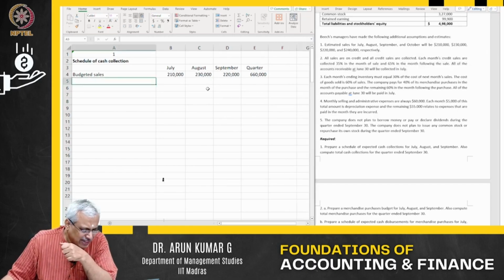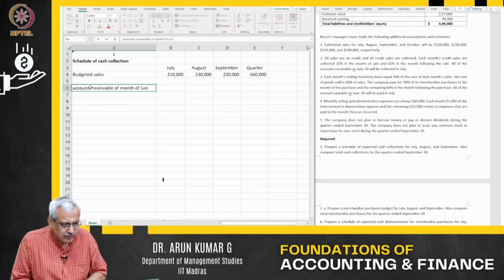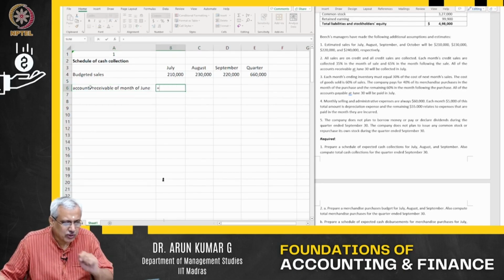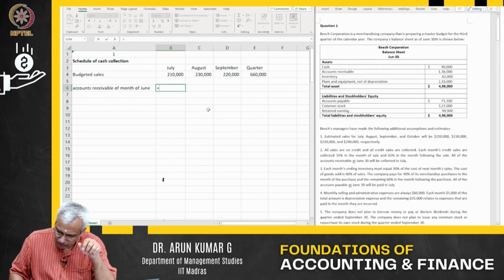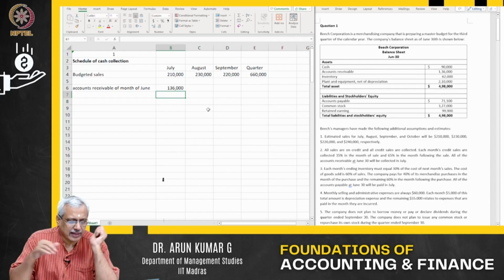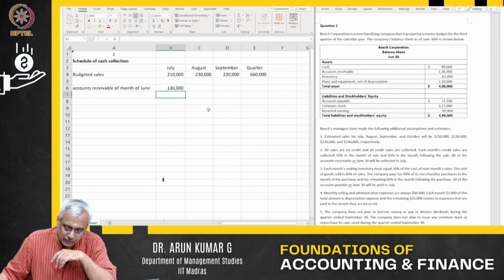So, let us look at what is the cash that is going to come in July. That is the accounts receivable of the month of June, as per the balance sheet, which is going to be collected. So, what is the month of June accounts receivable? We see about 1,36,000 is going to be collected. Next we do the next step.